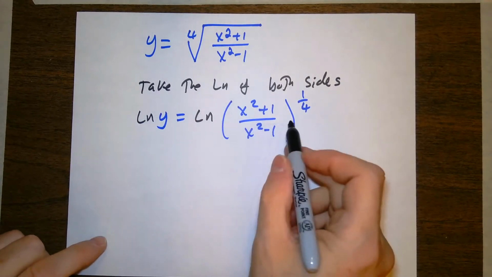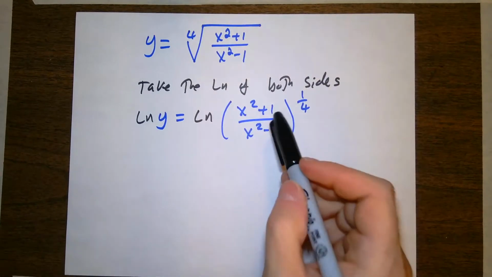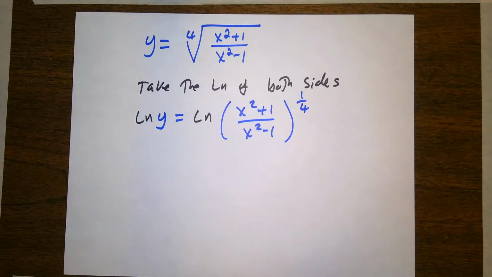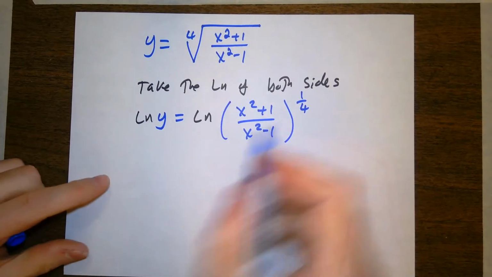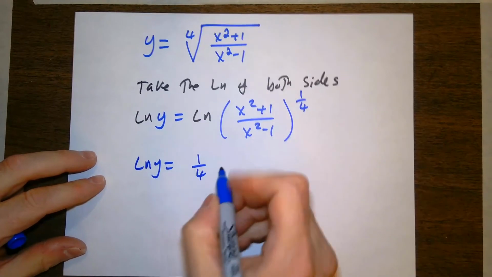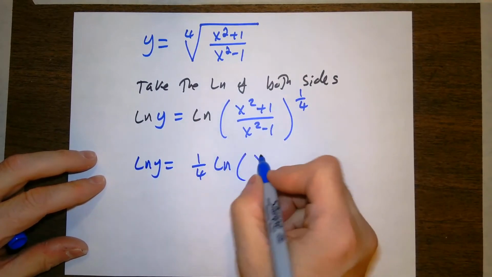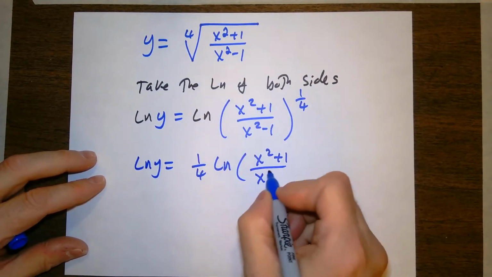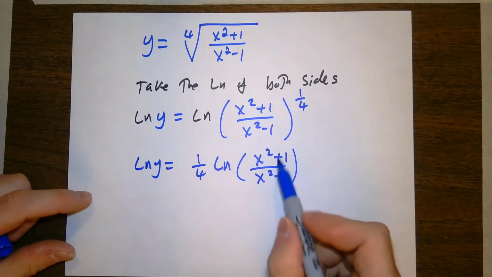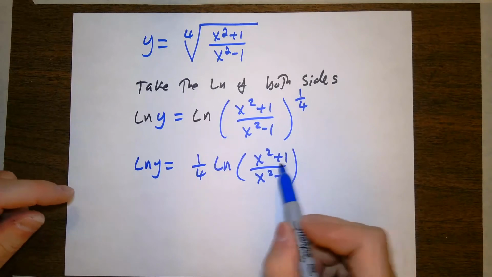Now that I've got natural log, I can use the properties of logarithms, and I could break this horrible function up. I mean, this is awful. Trying to take the derivative of that is awful. So I'm going to break it up. So I'm going to have the natural log of y equals 1/4 of the natural log of x squared plus 1 over x squared minus 1. And we've got all sorts of quotients and chains and all sorts of stuff going on here. Well, let's break it up.